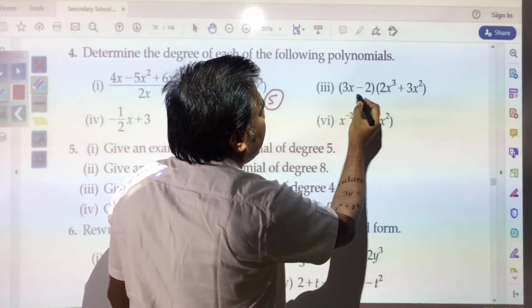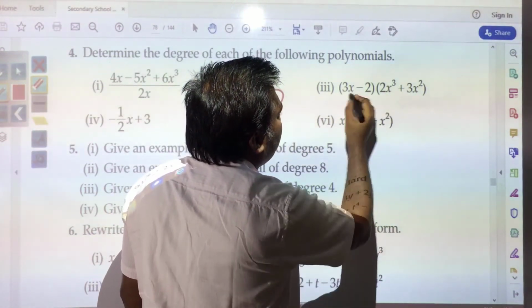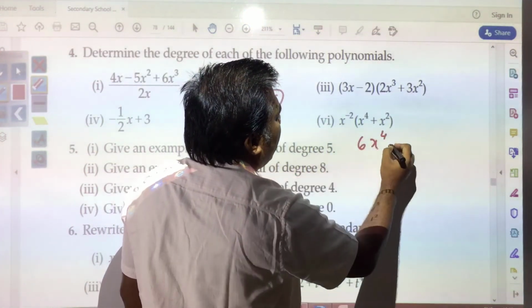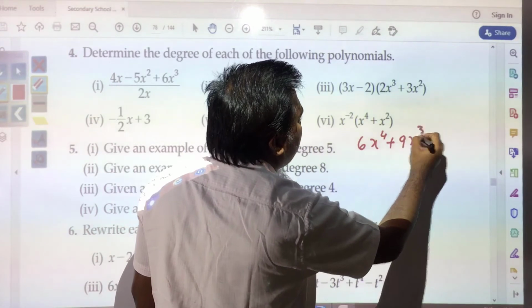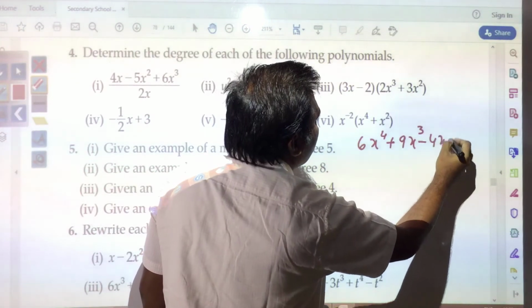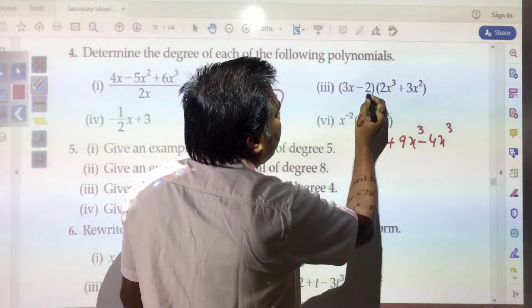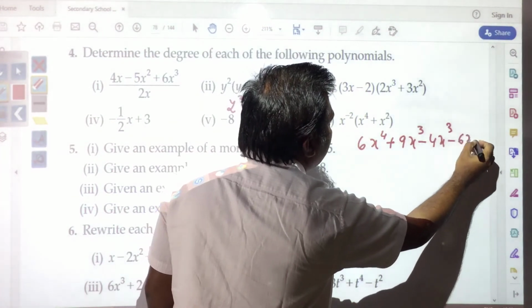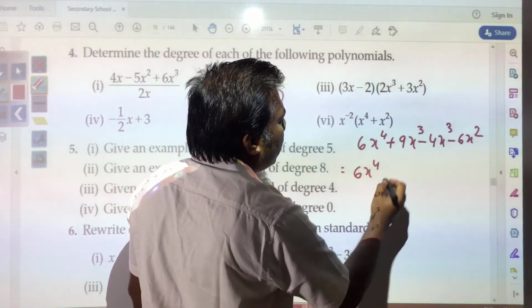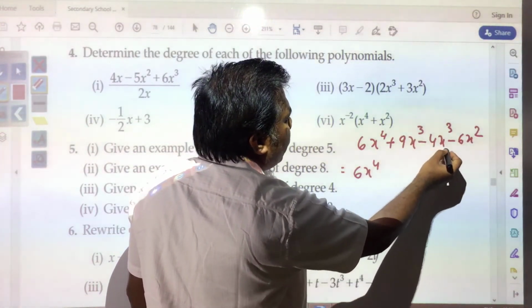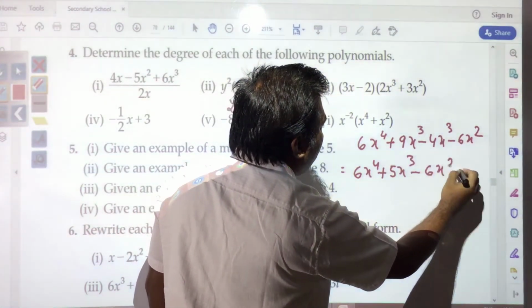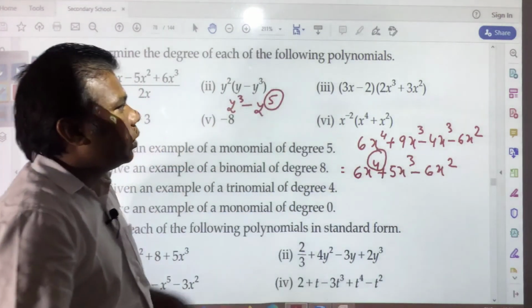Here again this is required to be multiplied. Here you see 3x into 2x cube, this will be 3 2 ja 6, x to the power 4. 3x into 3x square, so 9x to the power 3, minus 2 into 2x cube minus 4x to the power 3, and this will be 2 3 ja 6, so minus 6x square. Now, it can be written as 6x to the power 4, 9x cube minus 4x cube plus 5x cube minus 6x square. So, maximum power is what? 4. So, degree will be what? 4.